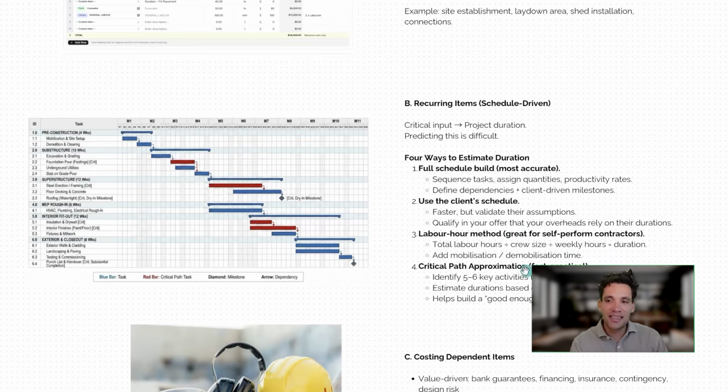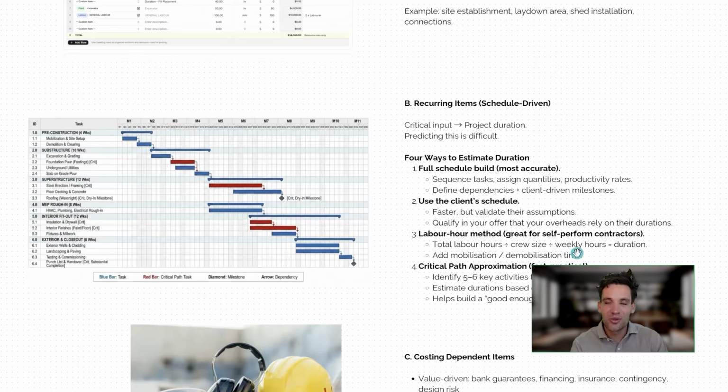You basically take the total labor hours for the project, divide it by your crew size and the weekly hours per crew to get the duration of the task. I should have really written out an example of this, but I'm not going to be able to do it in my head. But say you have, for example, 2,000 hours of labor on your project. You have a crew of 4 people, which working a 40-hour week is 160 hours of labor per week.